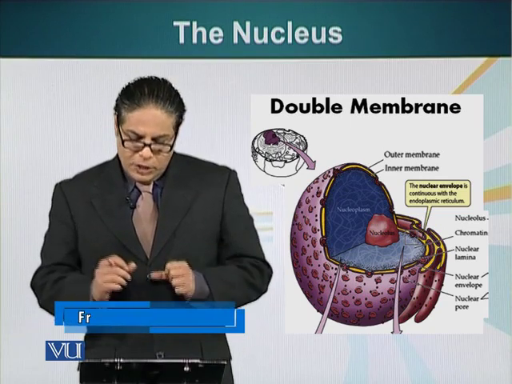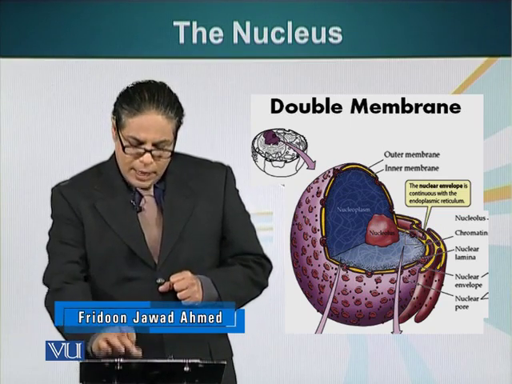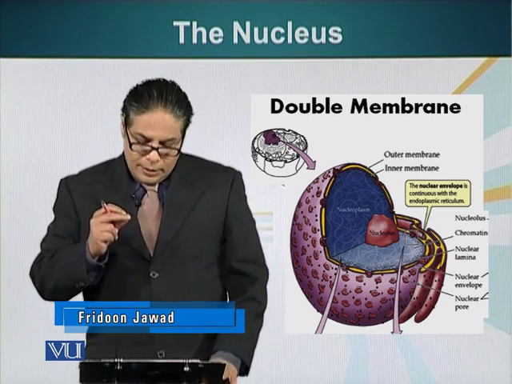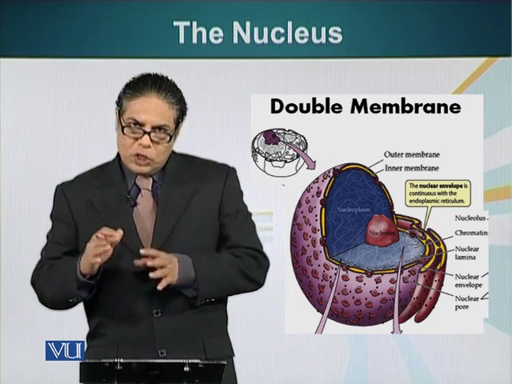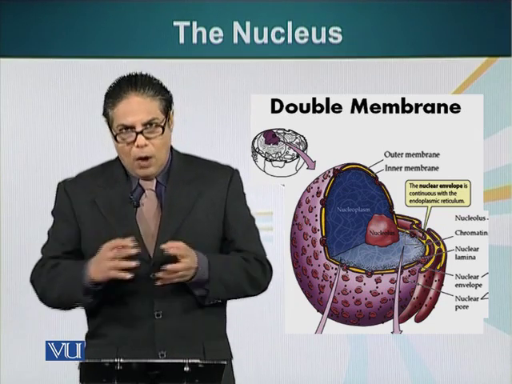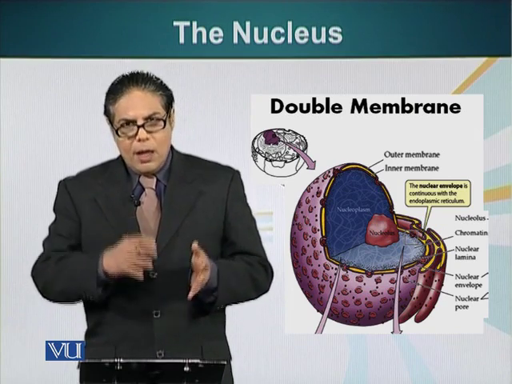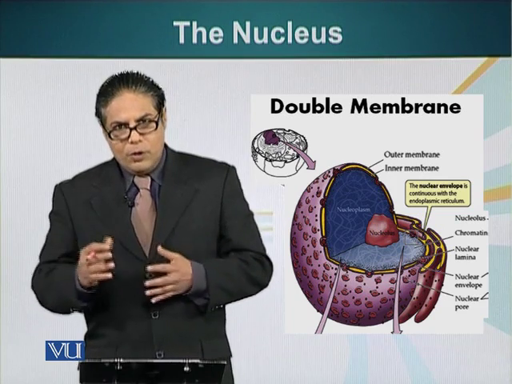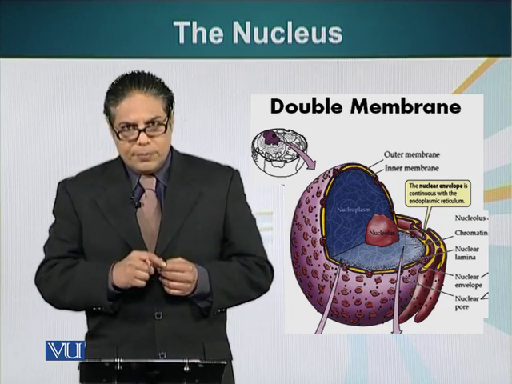The nucleus has certain features. The nucleus is a double membrane structure. It has two membranes. The nucleus has pores through which molecules can go in and molecules can come out of the nucleus. For example, the RNA we saw in the animation comes out of the nucleus through those little holes.